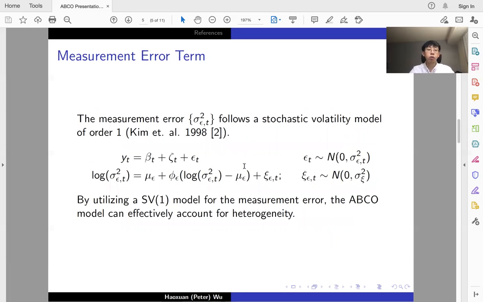First, starting with the measurement error component. With this component, we follow a stochastic volatility model of order 1. Essentially, this is an AR1 model on the log scale. This allows us to deal really well with regions of high and low volatility. This allows for volatility clustering, which lets it really adapt locally to changes in variance throughout the time series.